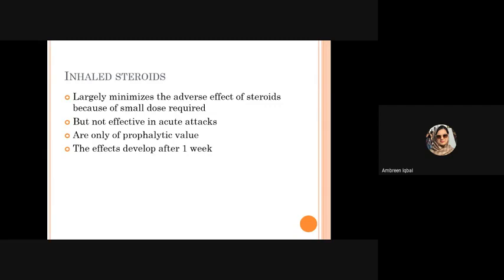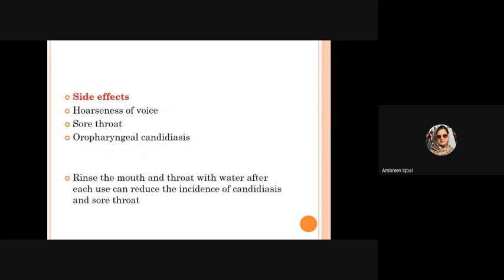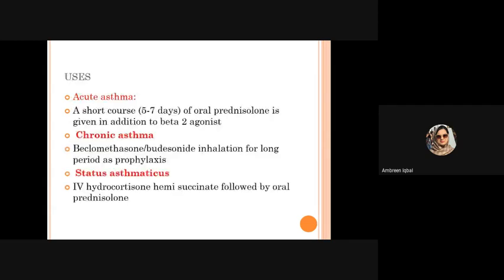Still, there are certain side effects when we take it through the inhalation route, like hoarseness of voice, sore throat, or pharyngeal candidiasis. So rinsing the mouth and throat with water after each use can reduce the incidence of candidiasis and sore throat. We can also use them in acute asthma and chronic asthma, and in status asthmaticus. Status asthmaticus is a medical emergency condition of asthma in which we need aggressive medical therapy. Intravenous hydrocortisone hemisuccinate followed by oral prednisolone is used.